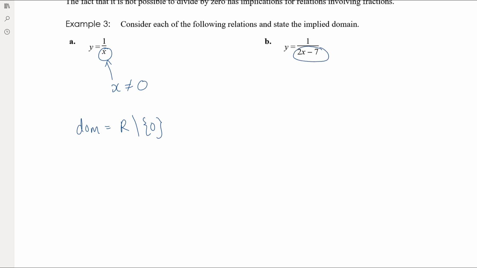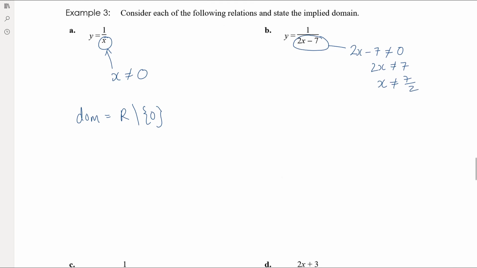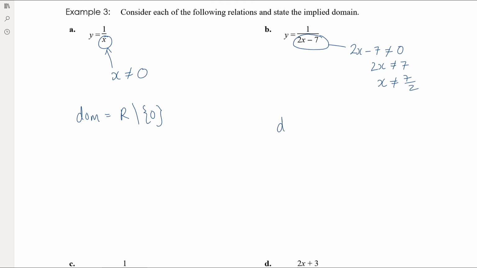Here, we've got a fraction. This will exist as long as that denominator doesn't equal 0. And that will happen if x equals 7 on 2 or 3.5. Okay, so x can be anything except for 7 on 2, because 7 on 2 is the one number that would make that denominator 0. So the domain for this particular function is any real number except for 7 over 2.